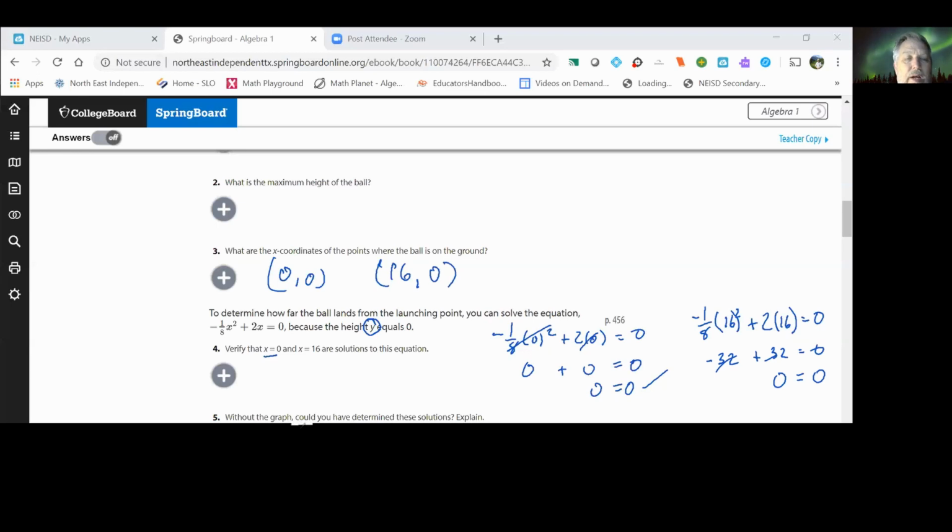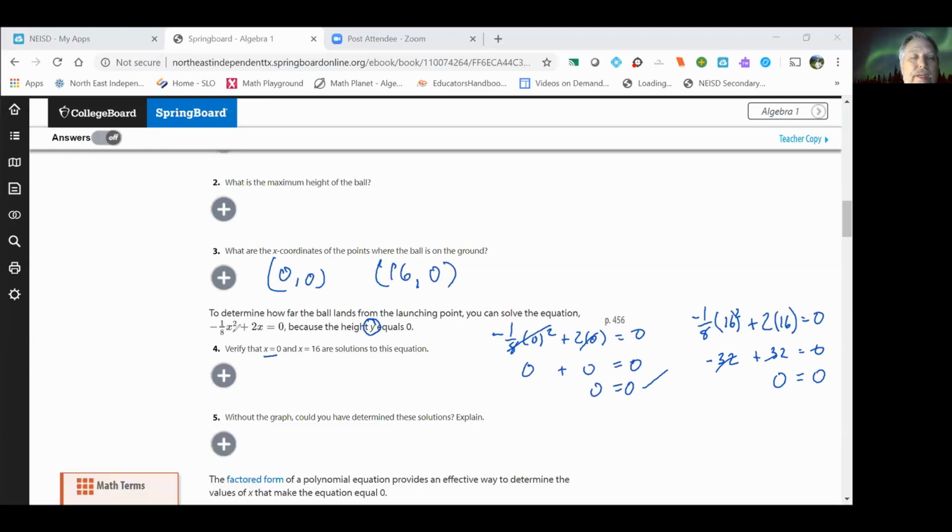It says, without the graph, could you have determined these solutions? Obviously, if I can figure out what values of x will make this a true statement, then I could certainly do that without a graph.